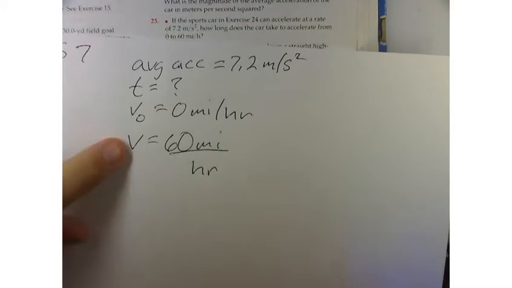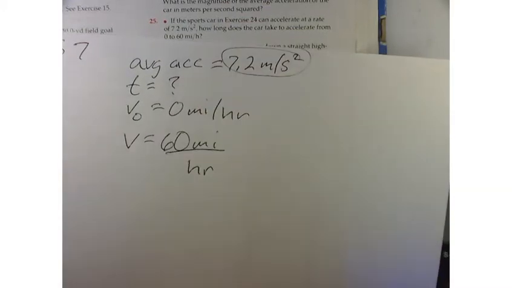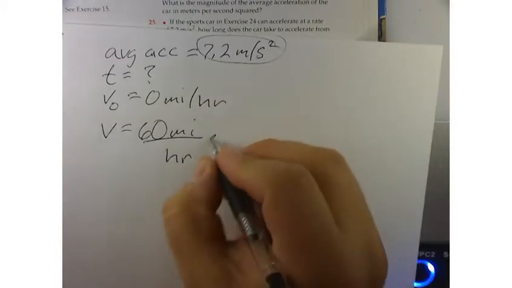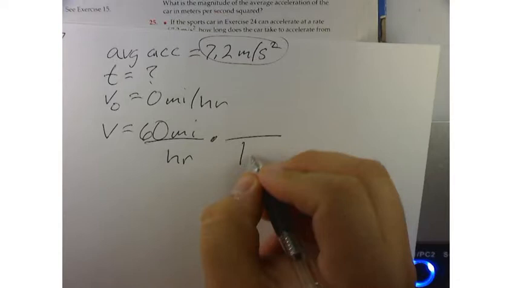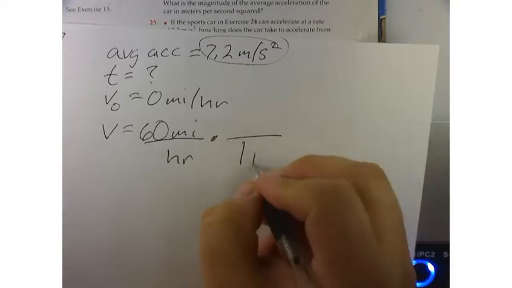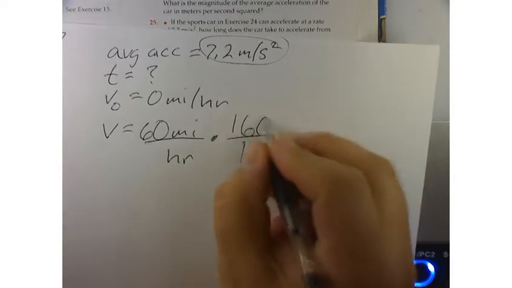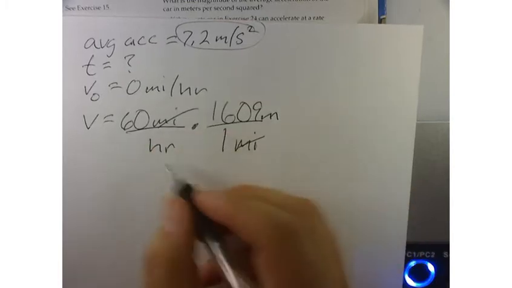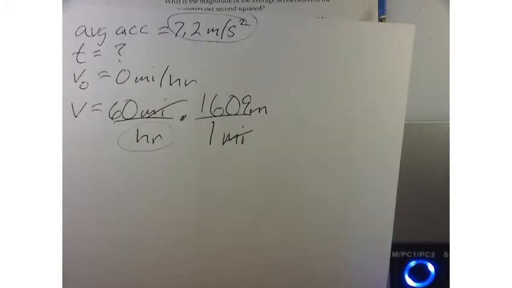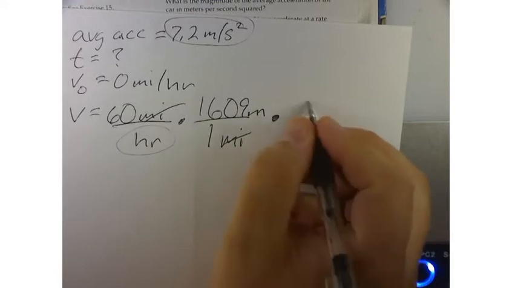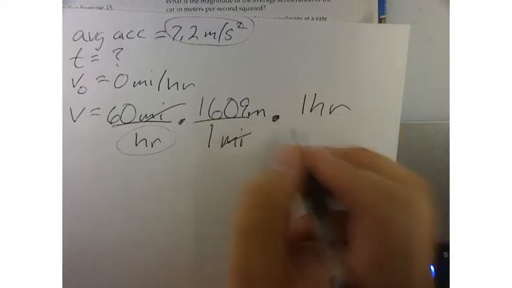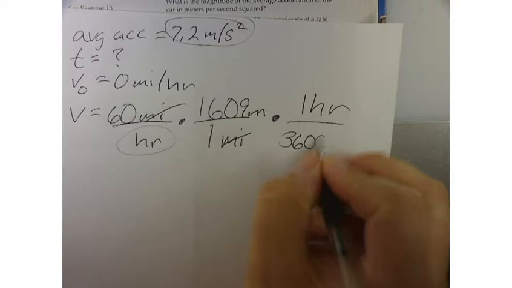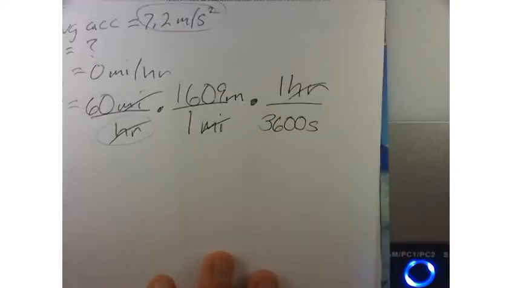Well, the only problem is that I want the velocity in meters per second because that's how we do things in the SI world, right? So how am I going to change that? Well, 1 mile is equal to how many meters? 1609, right? That's in the front page of your book. Well, that takes care of the miles. Now, what do I got to do to take care of the hours? Yep, it's 1 hour to 3,600 seconds. So that cancels the hours.